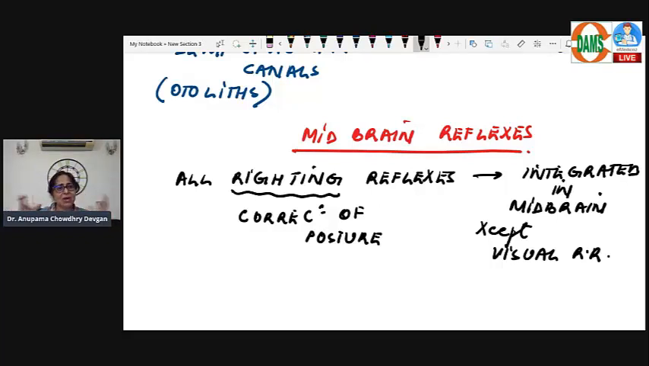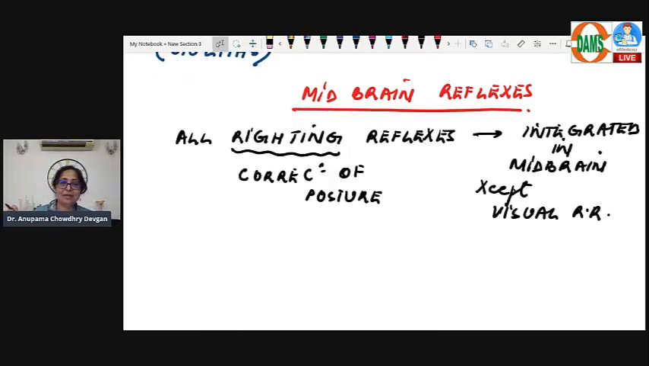Now, what is a righting reflex? For instance, when you're walking, somebody comes and gives you a push. There is an automatic correction of posture which prevents you from falling down. That is called a righting reflex, and righting reflexes are integrated at the level of the midbrain. And what are these righting reflexes?